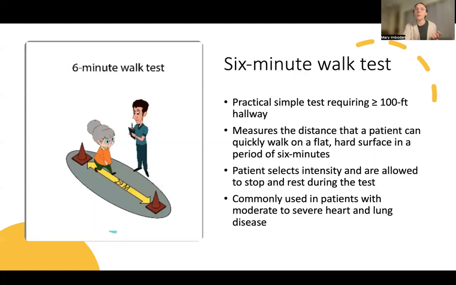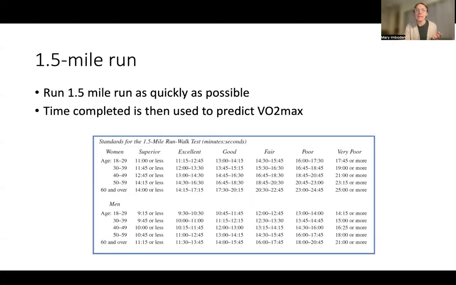The 1.5-mile run, if you haven't done this assessment, really it's running 1.5 miles as quickly as possible. And then the time from that test is used to predict VO2 max. So again, if you haven't done it, you can go out to the track at George Fox and run 1.5 miles and then use your time and compare it to this chart here.